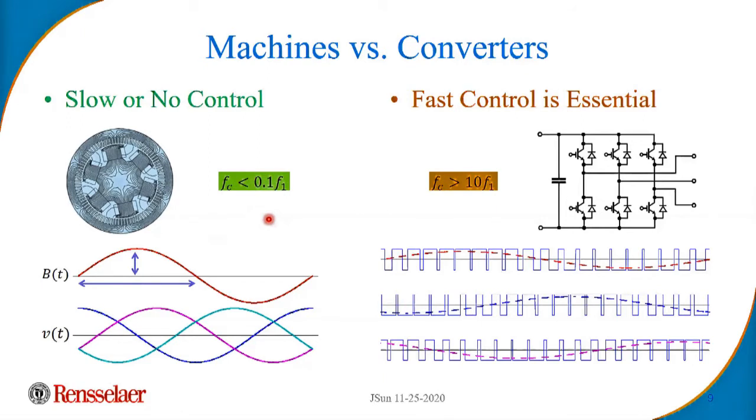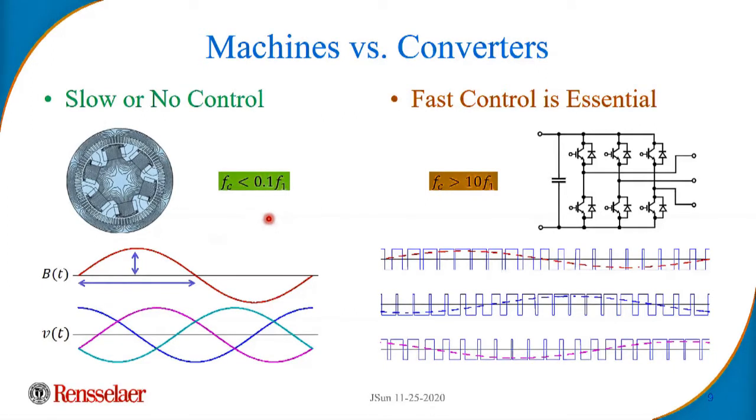So you cannot be fast. You don't need to be fast because the machines can take a lot of transient with them. So you don't really have to react fast. And that's related to the next topic on the next page.